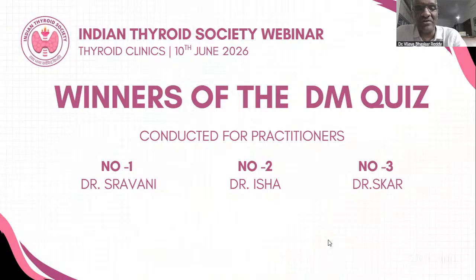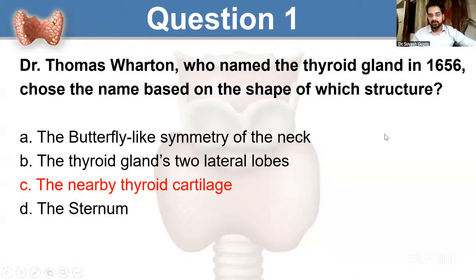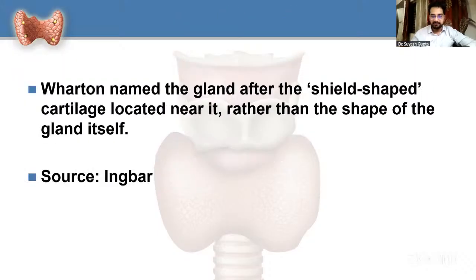Dr. Suyash, you can discuss the answers to the practitioner's quiz, and then we'll declare the results of the practitioner's quiz. Sure, sir. Thank you. So the practitioner's quiz had more of easier questions, as I would say. The first question was: Dr. Thomas Wharton, who named the thyroid gland, chose the name based on the shape of which structure? Many of us think that it is the butterfly-like symmetry of the neck or the thyroid gland's two lateral lobes, but actually, surprisingly, it was the nearby thyroid cartilage based on which he gave the name.